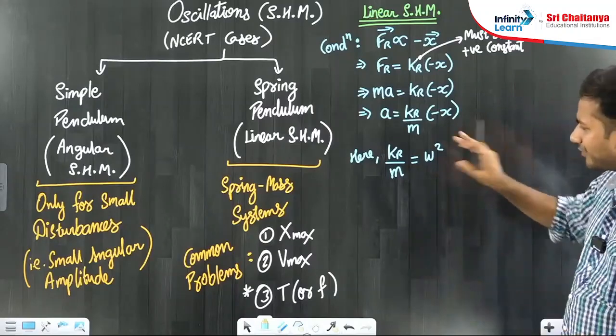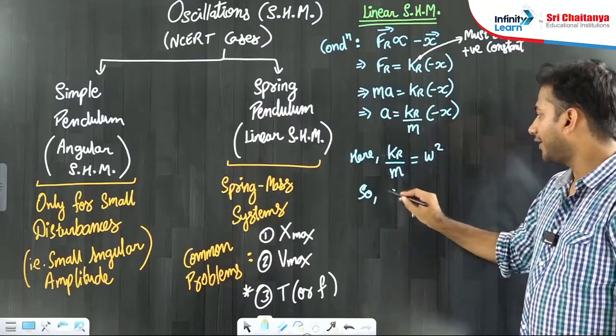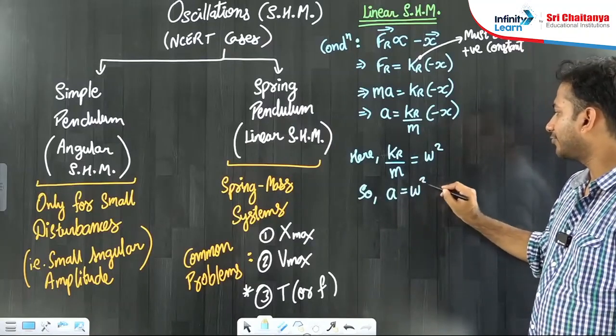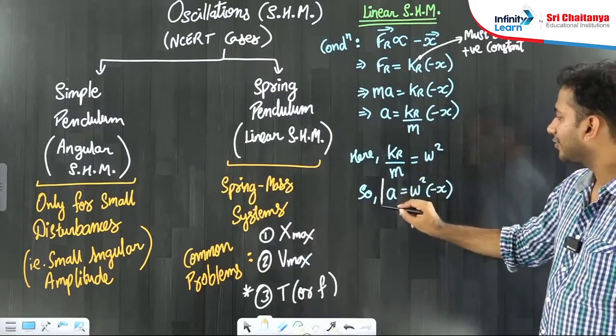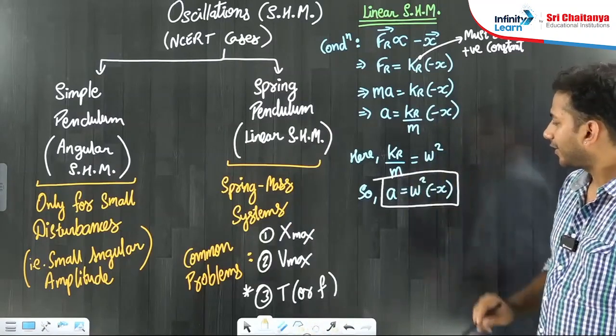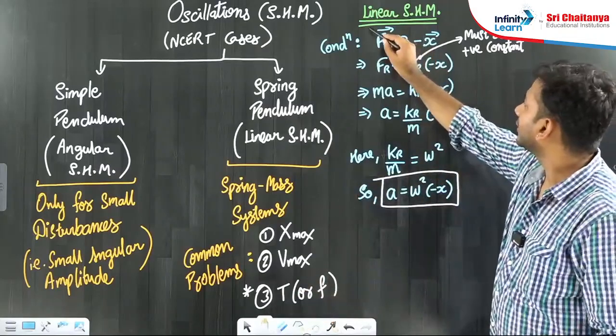So for simplicity, we can assume like this. What we are getting is a will be equal to omega square into minus x, or minus omega square x. This is another condition for simple harmonic motion. All right, this was the condition.